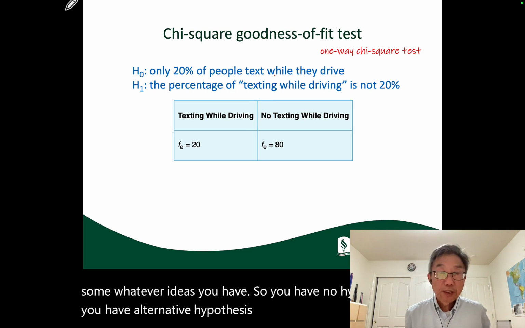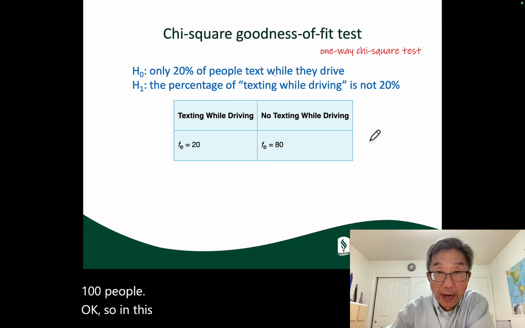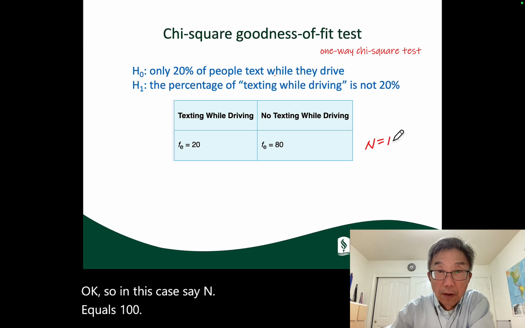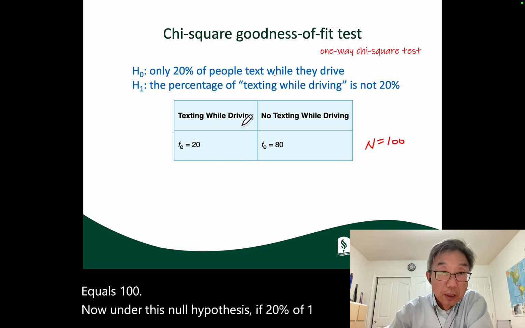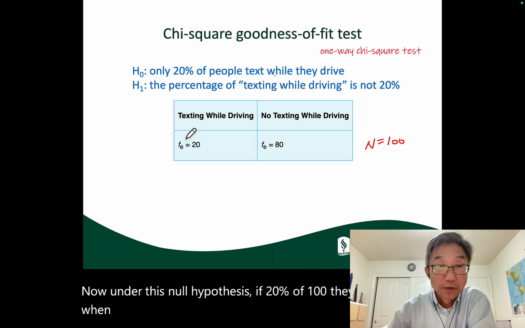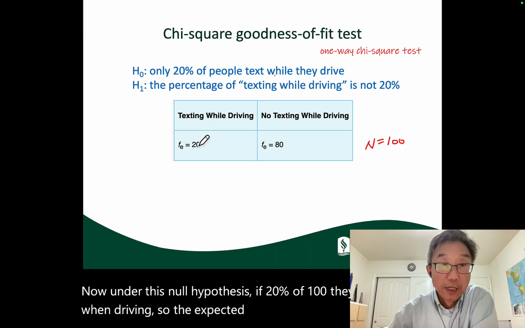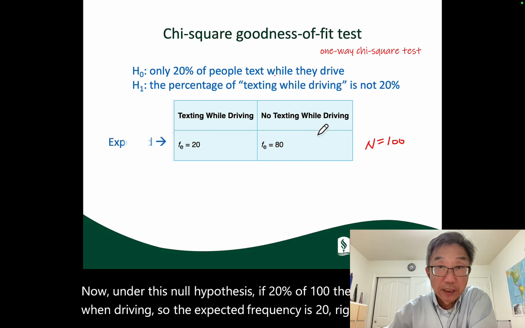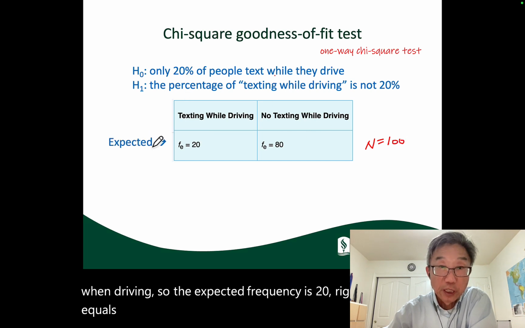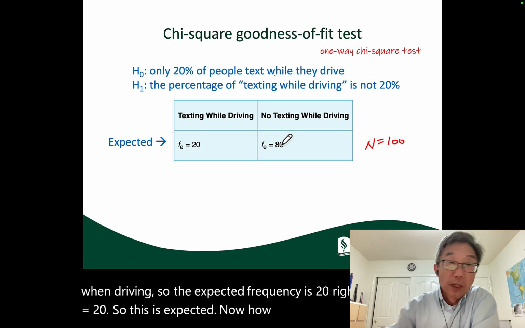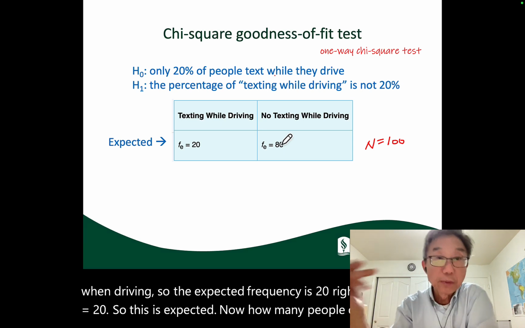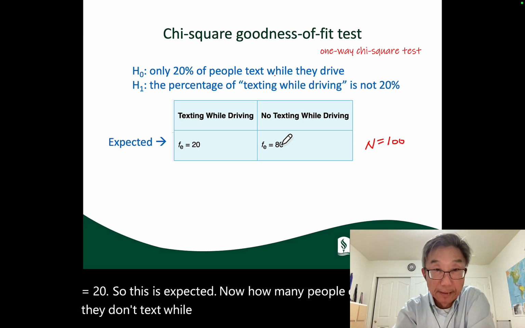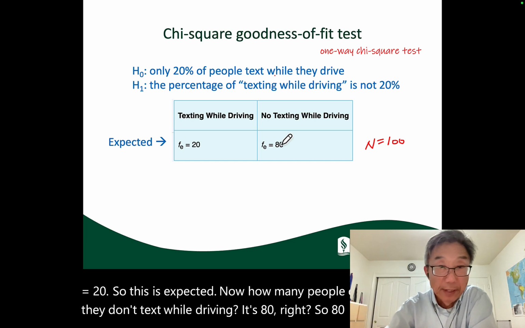Now, suppose that you observed 100 people. Okay, so in this case, say n equals 100. Now, under this null hypothesis, if 20% of 100 text when driving, the expected frequency is 20, right? So 20% times 100 equals 20. So this is expected. Now, how many people out of the 100 don't text while driving? It's 80, right? So 80% times 100, you have 80.